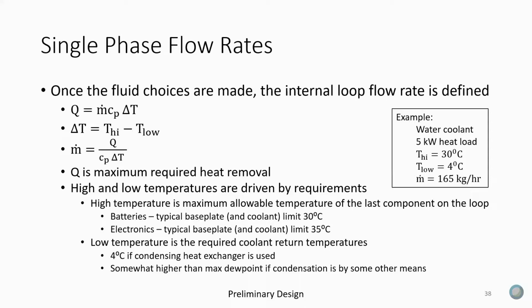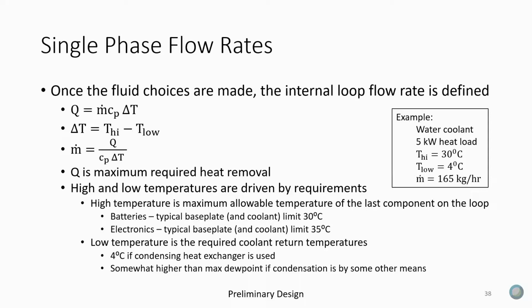So once we've made the fluid choices, now we can define the internal loop fluid flow rate. And I would say internal, but of course, if it's two loops, it's the internal loop. If it's a single loop system, it's all the same loop, but we have to define that internal loop flow rate. So you start by saying, what's my heat load? And that will be given to you. And you need to know the temperature rise through your coolant loop.